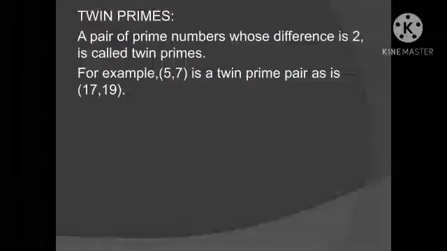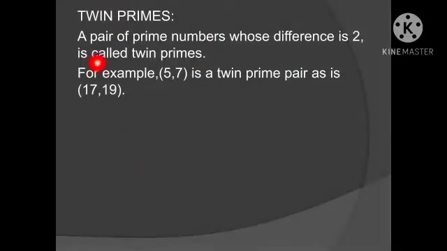And the next one is twin primes. A pair of prime numbers whose difference is 2 is called twin primes. For example, 5, 7 is a twin prime pair, as is 17, 19. If you subtract the two prime numbers, you will get the answer as 2. That is 7 minus 5 is 2. 19 minus 17 is 2.